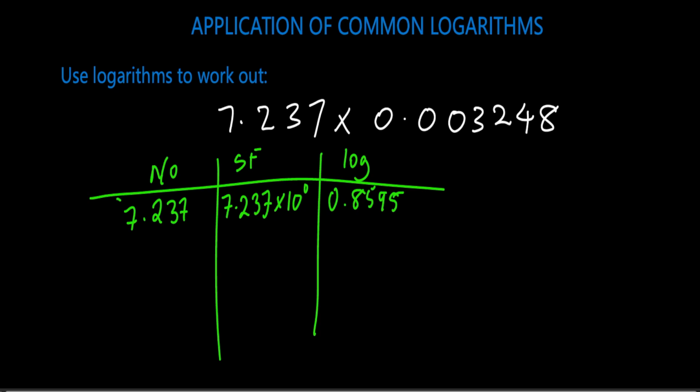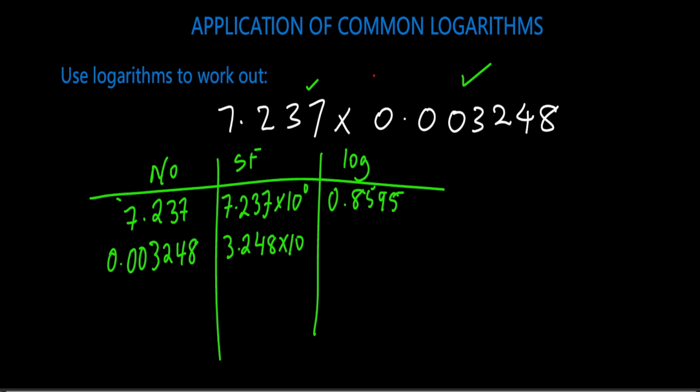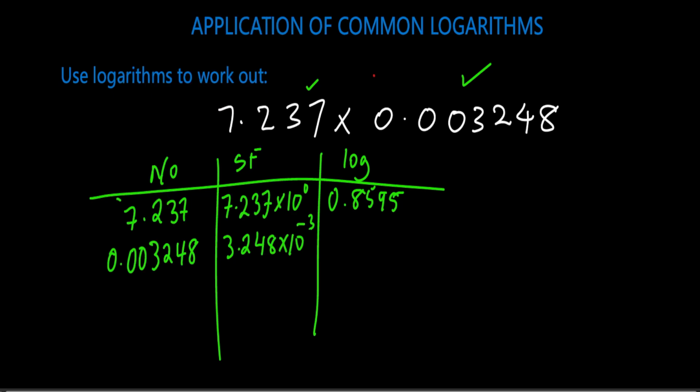Now let's go to the other one. We're done with this, so we're going to this one: 0.003248. Write it in standard form. It's going to be written as 3.248 times 10 to the power of, just in case you didn't understand, the power is important. Remember this is 3.248, therefore you need to go 3 places behind, and as a result your power is going to be negative 3. So your characteristic is going to be bar 3.